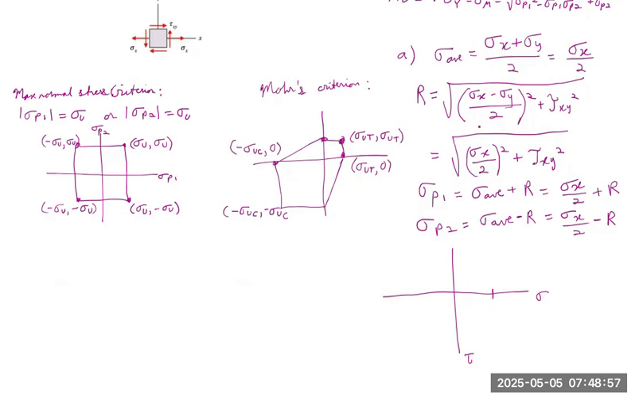And our R value, which is the square root of sigma x over 2 squared plus tau xy squared, is going to be greater actually than sigma average. Since sigma average is simply sigma x over 2, while this R radius term has an additional term of tau xy. So we know that the radius is going to, for principal stress 1, lie to the right of the sigma average value. And then principal stress 2 is going to lie to the left of our sigma average over here.